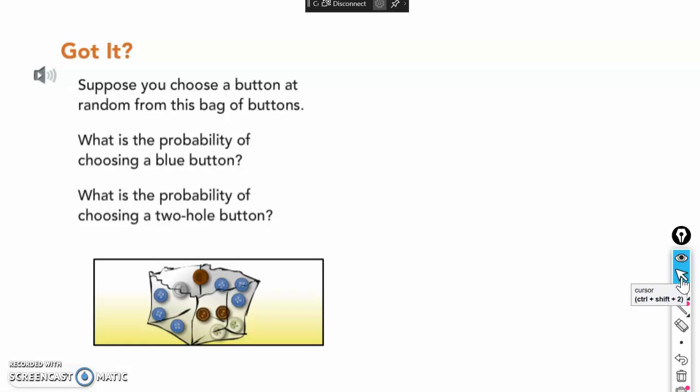Suppose you choose a button at random from this bag of buttons. What is the probability of choosing a blue button? So if we look at the buttons, we have a total number of 1, 2, 3, 4, 5, 6, 7, 8, 9, 10, 11, 12 buttons in the bag. Out of those 12 buttons, 1, 2, 3, 4, 5, 6 are red. Blue. 6 are blue out of 12. 6 out of 12 will simplify to 1/2. So 1/2 of the buttons are blue.